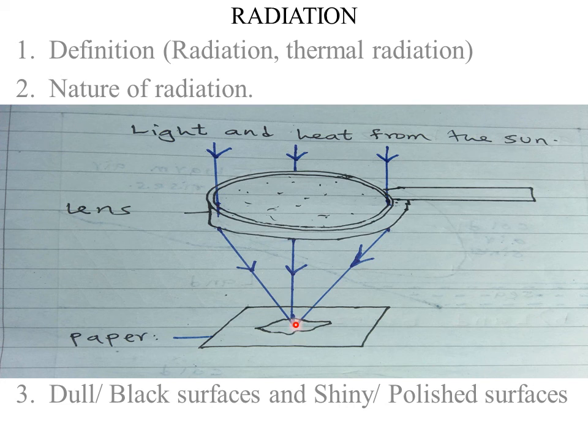Now, we've just said that the amount of radiation that is absorbed by the material depends on the nature of the material. So that means we have different types of surfaces or materials which can absorb the radiation.